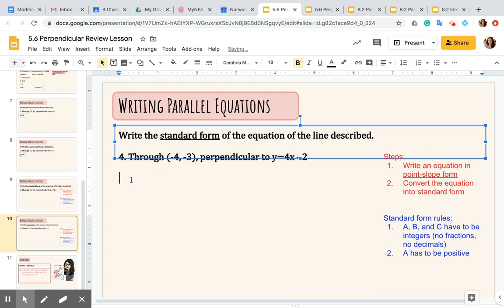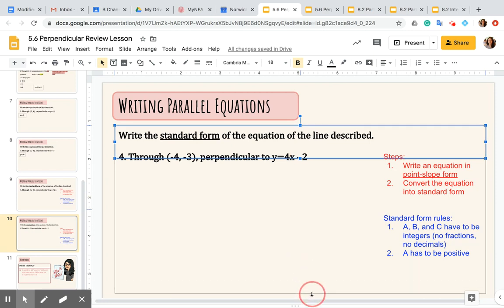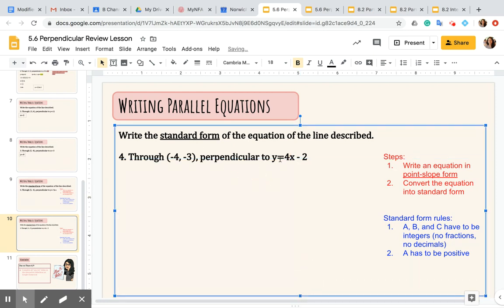Okay, so I want the standard form of the equation of the line described. It's got to pass through this point and be perpendicular to y equals 4x minus 2. Okay, start with what you know. I know that standard form is ax plus by equals c. And I've included the rules here. A, b, and c have to be integers, so no fractions, no decimals, and the a value has to be positive.